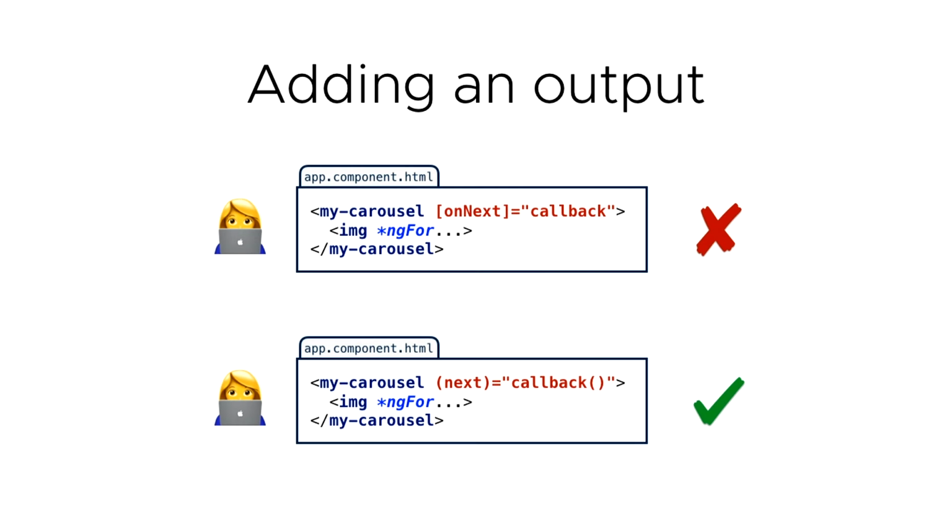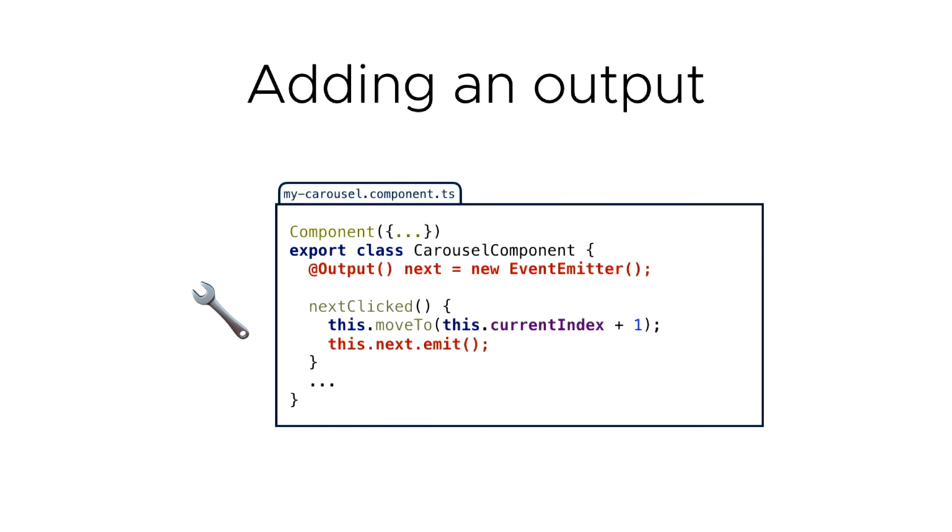Okay? So how do we do a next output? You just put an output annotation on the next property. You make that property an event emitter, which is an object that Angular provides. And once you have this, you just can use the emit method on the event emitter.